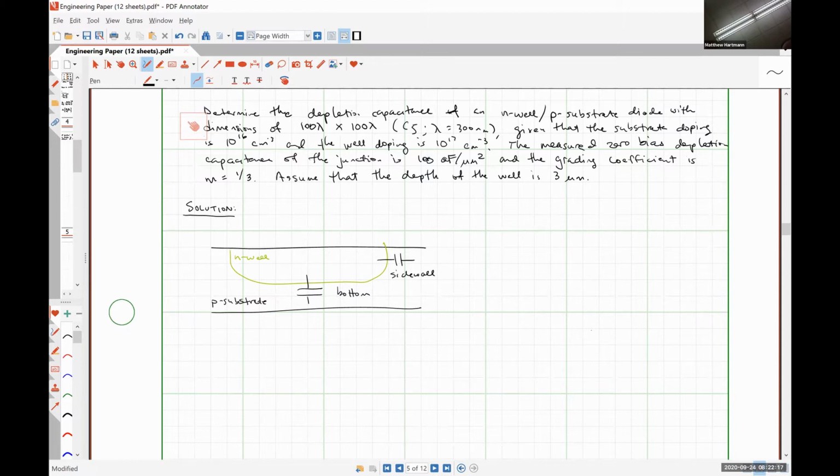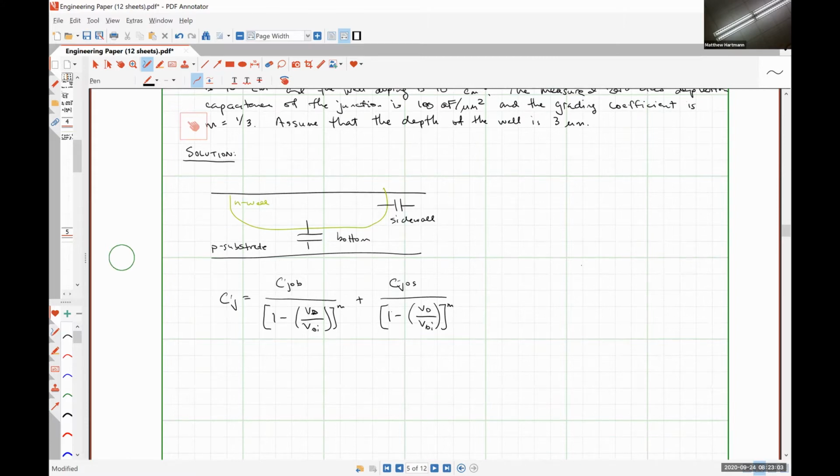So that means that overall, we are going to see that the junction capacitance is going to be CJ0B for bottom, times 1 minus VD over VBI to the M, plus CJ0S, the unbiased junction capacitance of the sidewall capacitor, times 1 minus VD over VBI to the M.